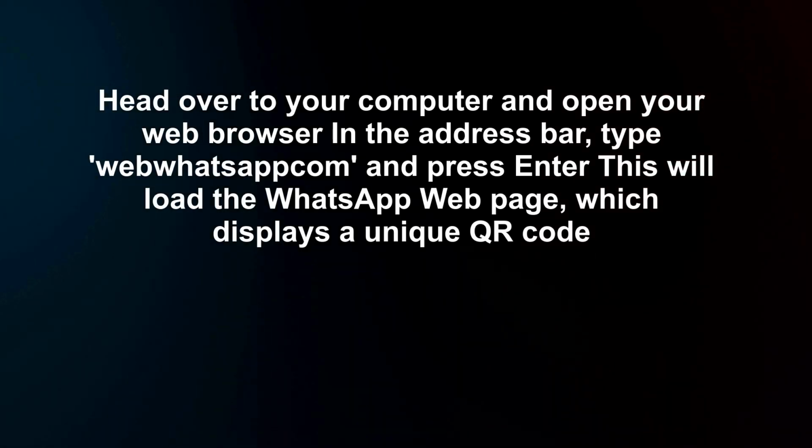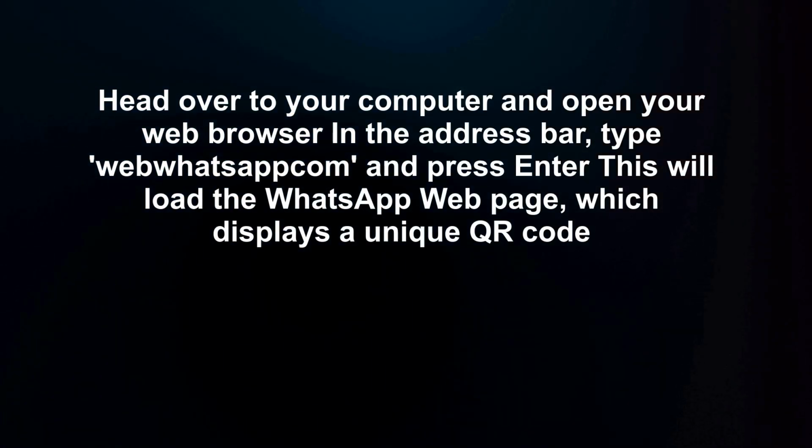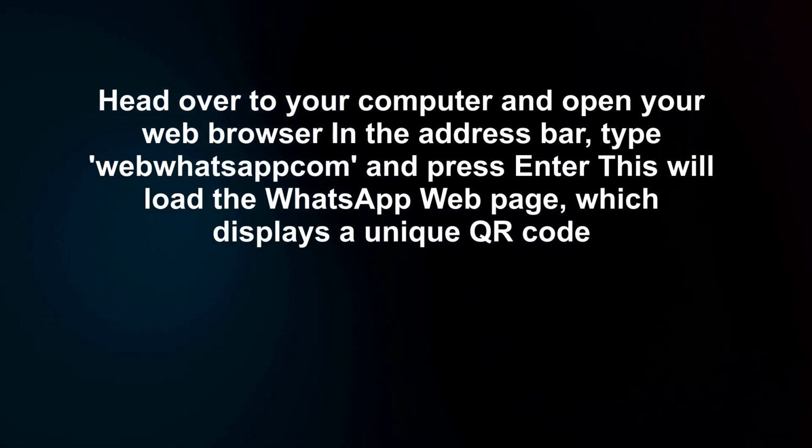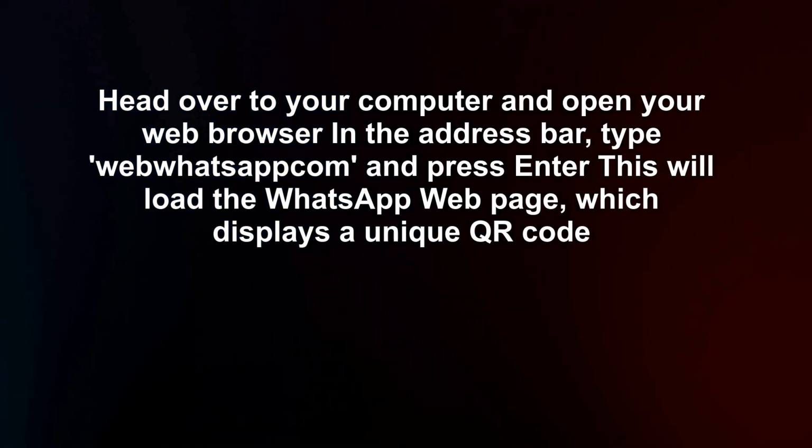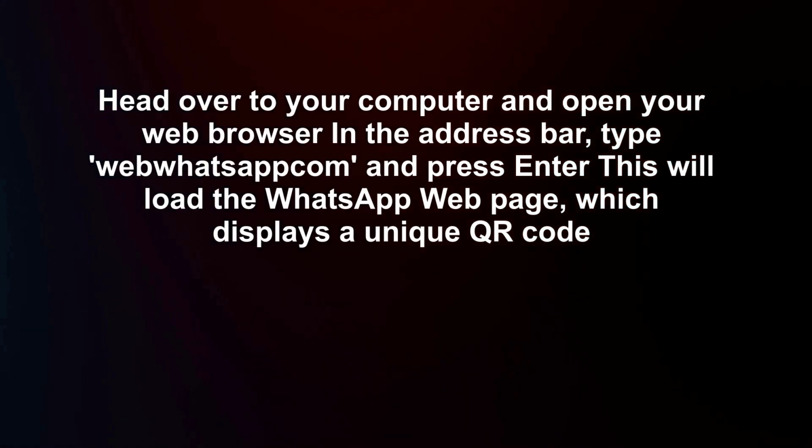Head over to your computer and open your web browser. In the address bar, type web WhatsApp and press enter. This will load the WhatsApp web page, which displays a unique QR code.